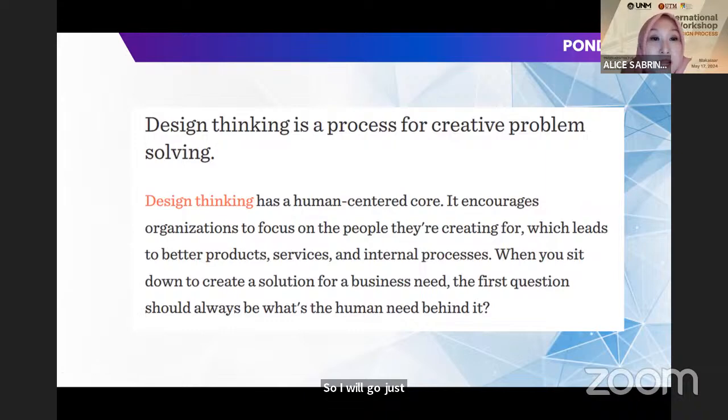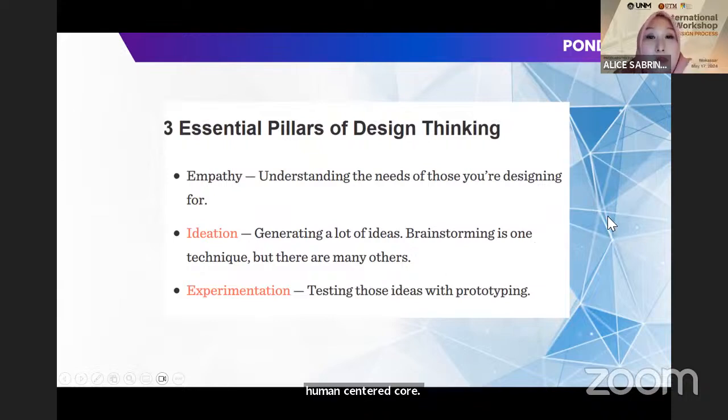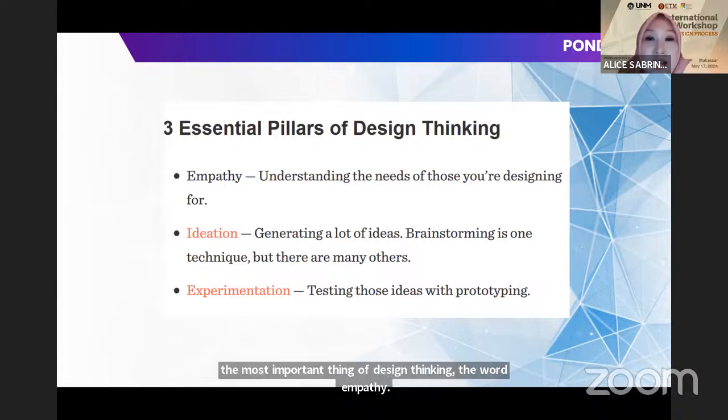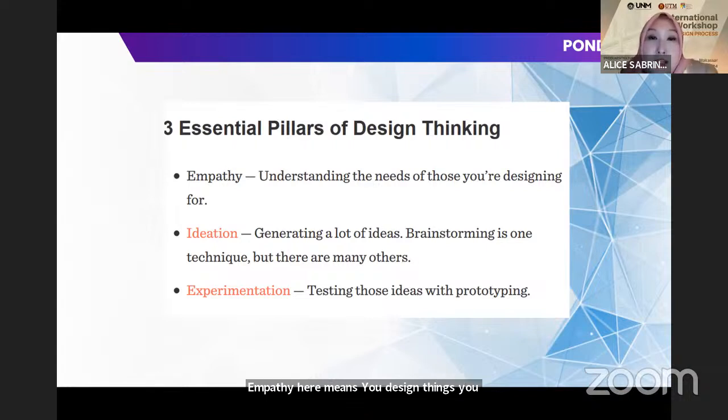Like IDEO was saying, design thinking is human-centered at its core. And the most important thing in design thinking is the word empathy. Empathy here means that when you design things, you must understand your user's needs. There's no point in designing a product, or producing an architecture project, which doesn't care about the people or the environment. This is what I always say to my students. Whenever you design a building, please think about society, human values and cultural values.